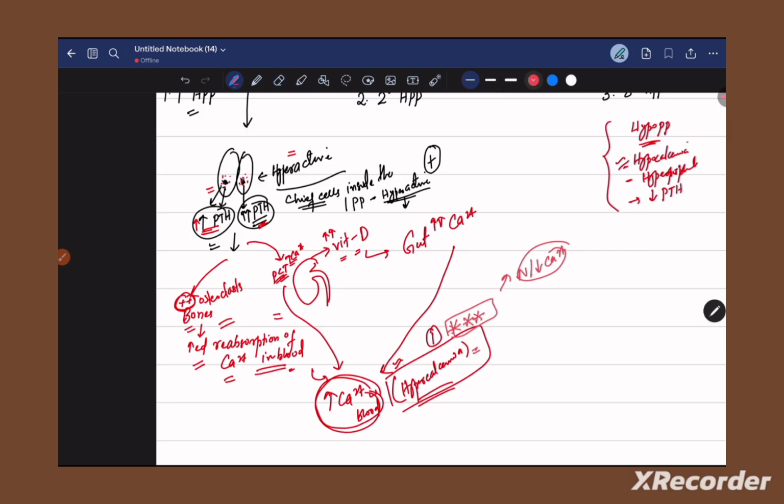You have to remember, but not in every case of hyperparathyroidism will you see hypercalcemia. What will happen to the phosphates? I told you that parathormone is important for dumping of phosphates from the kidneys into the urine. So when there is increased PTH, it will dump the excess phosphate in the urine. So there will be decreased phosphate in blood.